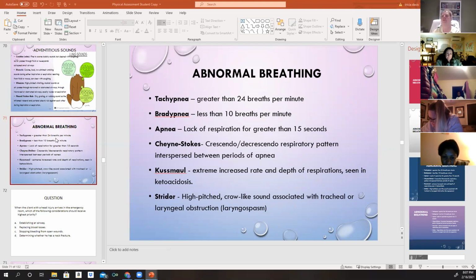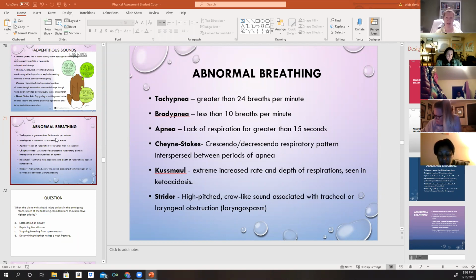All right, so abnormal breathing. We have tachypnea, which is when our breathing is greater than 24 breaths per minute. You see these in oxygenation issues. It's actually a compensatory mechanism. If we're not getting enough oxygen in, our respiratory system starts working in overdrive, so we take more breaths per minute because we need to get more air in.